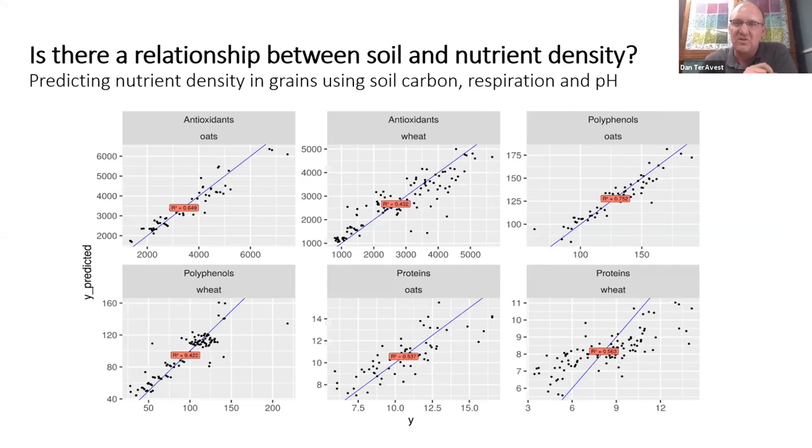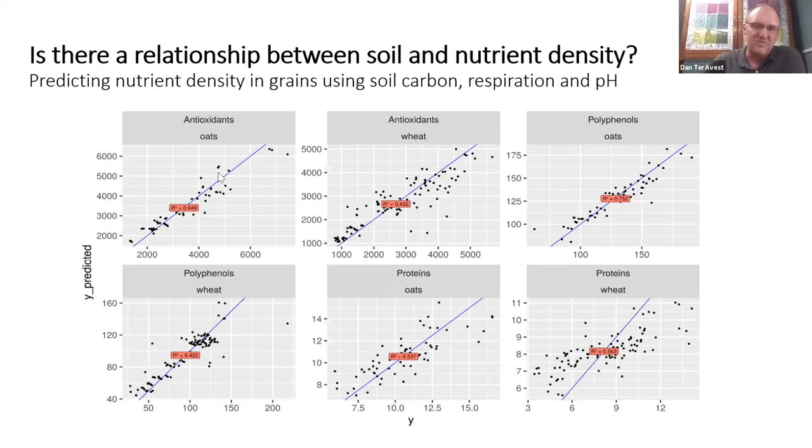To start having that conversation, we took our wheat and our oat data and we said, okay, we're going to strip away all of the other information about wheat and oats. We're just going to take the soil carbon data that we generated in the lab, the respiration data that we generated in the lab, and the pH data. And we are going to try to predict the antioxidant content, polyphenol content, and protein content in wheat and oats using just that data. And these graphs are the result.